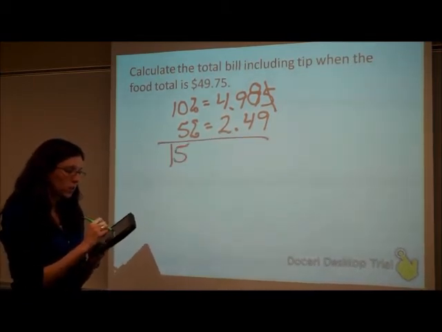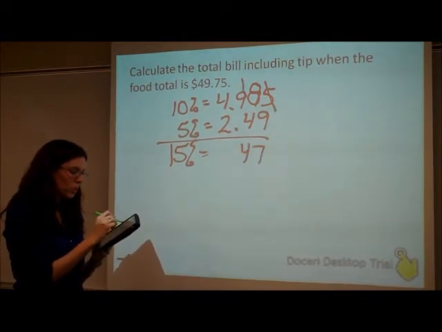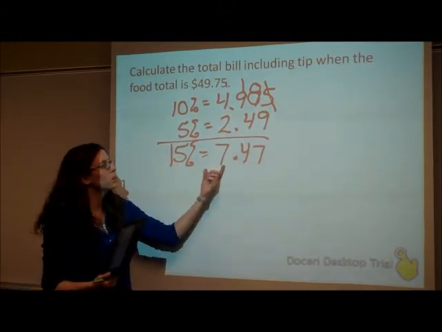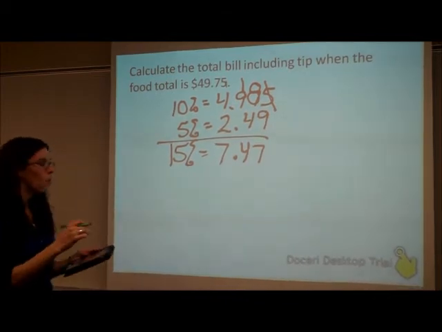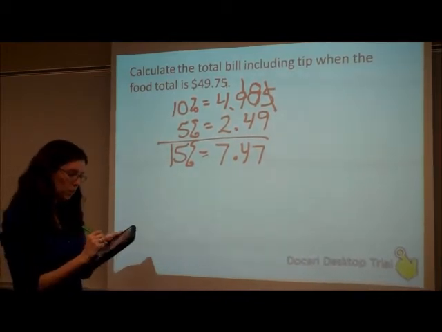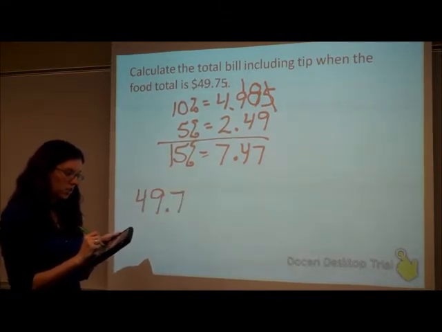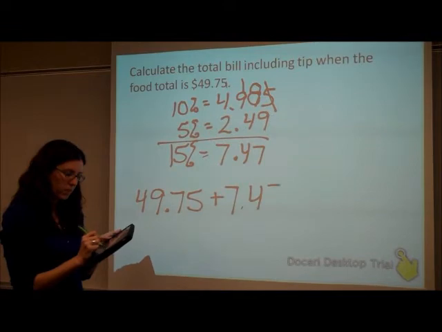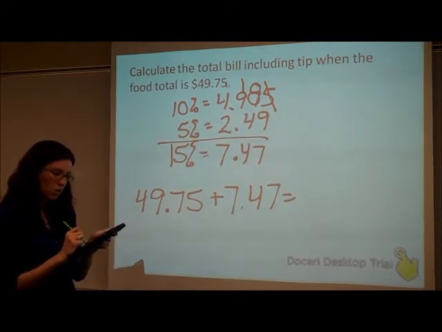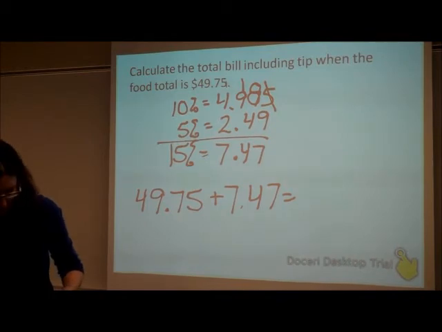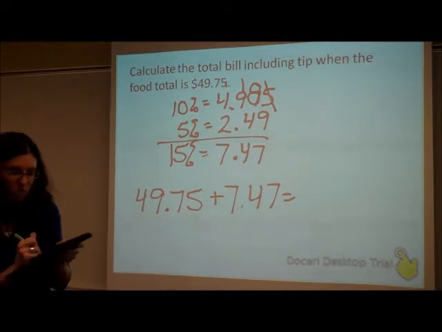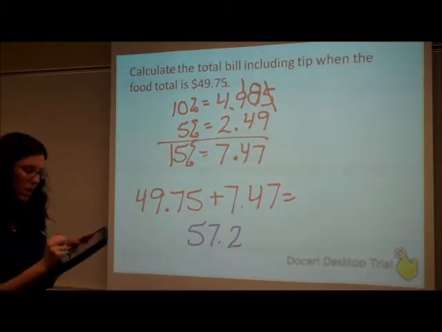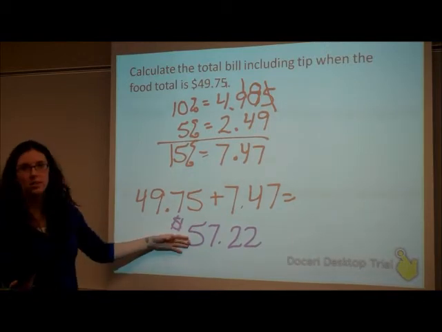So together 15% would be that 17, 14. So our 15% tip would be $7.47. We want to find the total bill, so we need to add that to our food cost. That gives you that the total would be, I'm going to do this because I'm running out of room. So it's $57.22 would be the total cost.